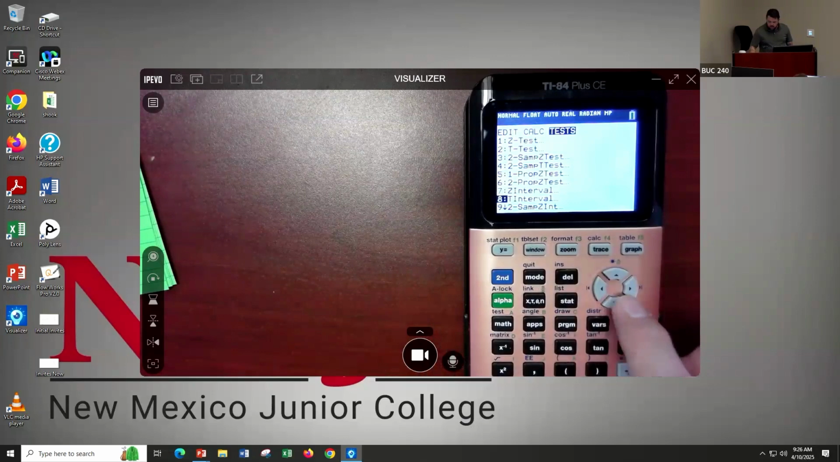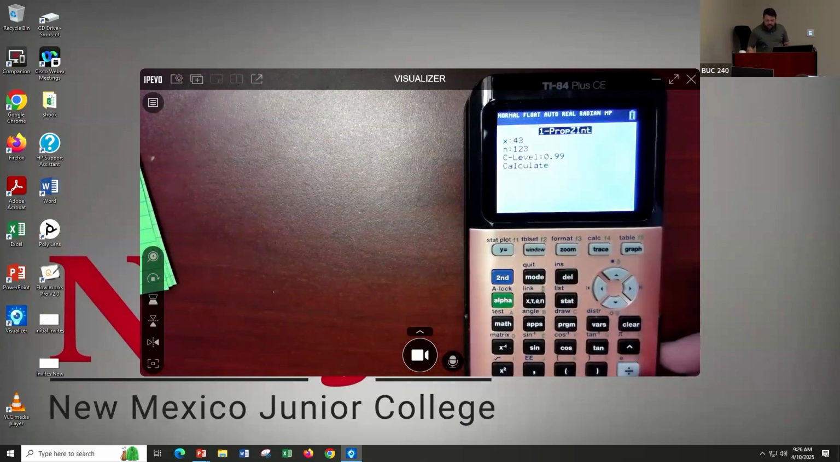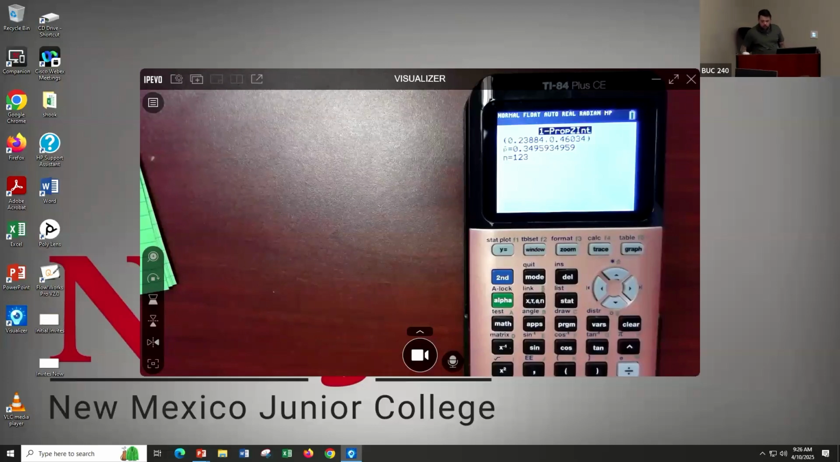Test. All the way down to A, 1-PropZInterval. Hit enter, notice I've got an X value here of 43. I have an N value already put in of 123. My confidence level is 99% as stated in my question, right? Hit calculate and look what I get there. Look at the very top numbers. I get 0.2385884, comma 0.46034, or rounded to one decimal place, 0.2 and 0.5.